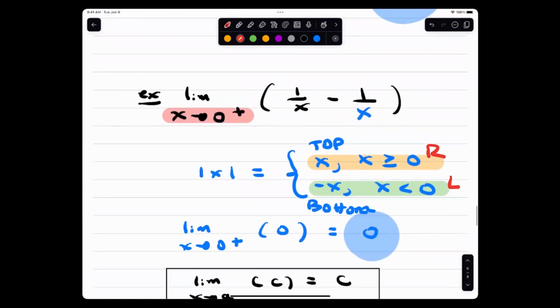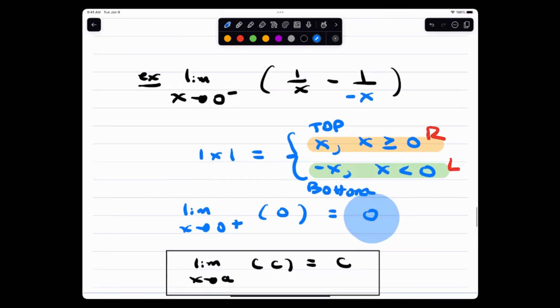Now, notice this. Maybe this is more interesting. What if you go to 0 from the left? What do you use here? Negative x. You use the bottom. You say why? Because if you're going to 0 from the left, all of the numbers for x are negative. Is that right? Numbers to the left of 0 are negative, so you use the bottom. It's a left-handed limit.